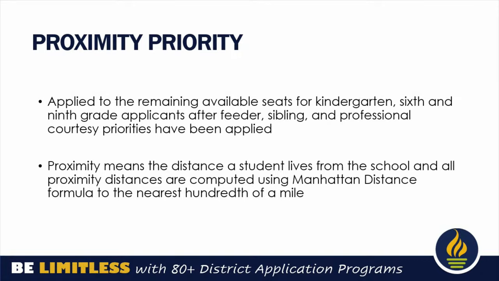Proximity priority is next. Proximity priority is applied to the remaining available seats for kindergarten, sixth, and ninth grade applicants after feeder, sibling, and professional courtesy priorities have been applied. Proximity means the distance a student lives from the school, and all proximity distances are computed using Manhattan distance formulas to the nearest hundredth of a mile. And I'll give you an example of what that will look like in just a few minutes.